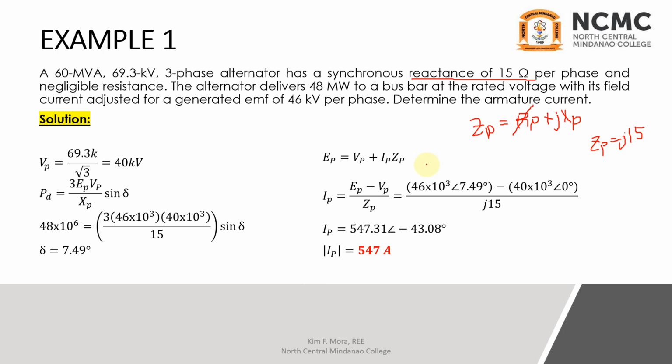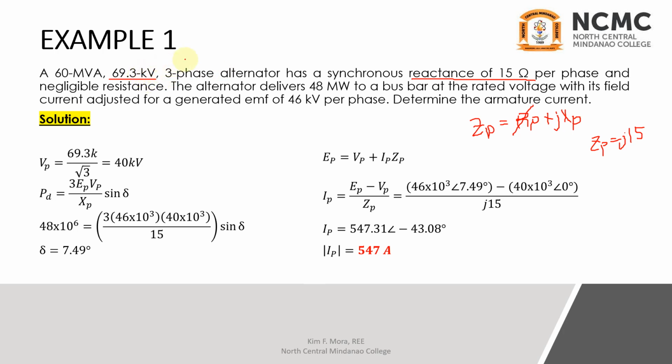So what we need to find is the value of E_P and V_P. What is the easiest to get first? The easiest is the terminal voltage. We are given 69.3, and if it is not stated whether it is connected in delta or Y connection.